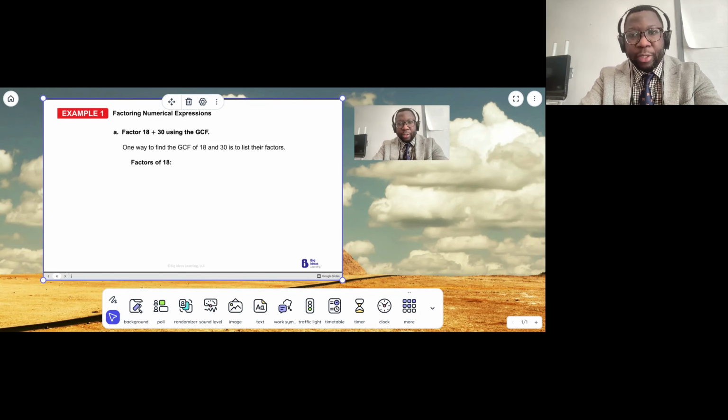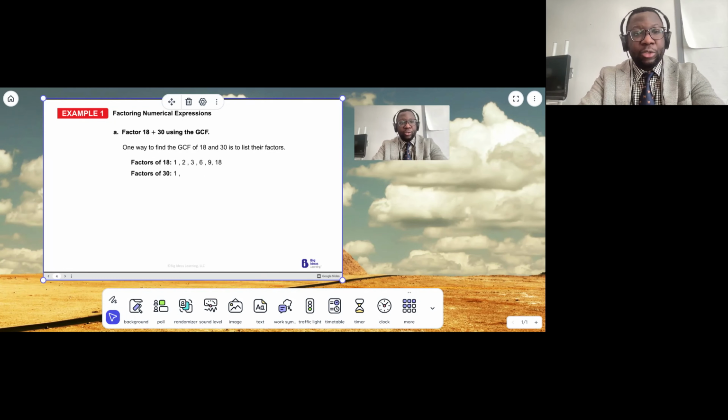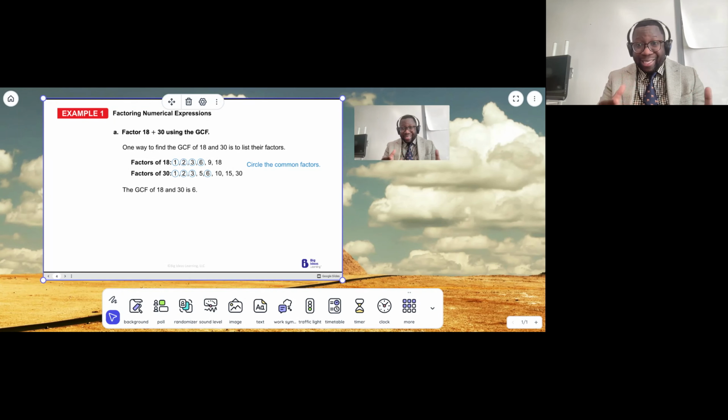So when we're looking at the factors of 18, what are all the numbers that we would need to multiply in order to get 18? They'd be 1, 2, 3, 6, 9, and 18. And what are all the factors for 30? Factors for 30 would be 1, 2, 3, 5, 6, 10, 15, and 30. And when we look at those two lists of factors, what do they have in common? Well, they have 1, 2, 3, and 6. But 6 is the greatest common factor. So that's going to be the factor that we pull out.